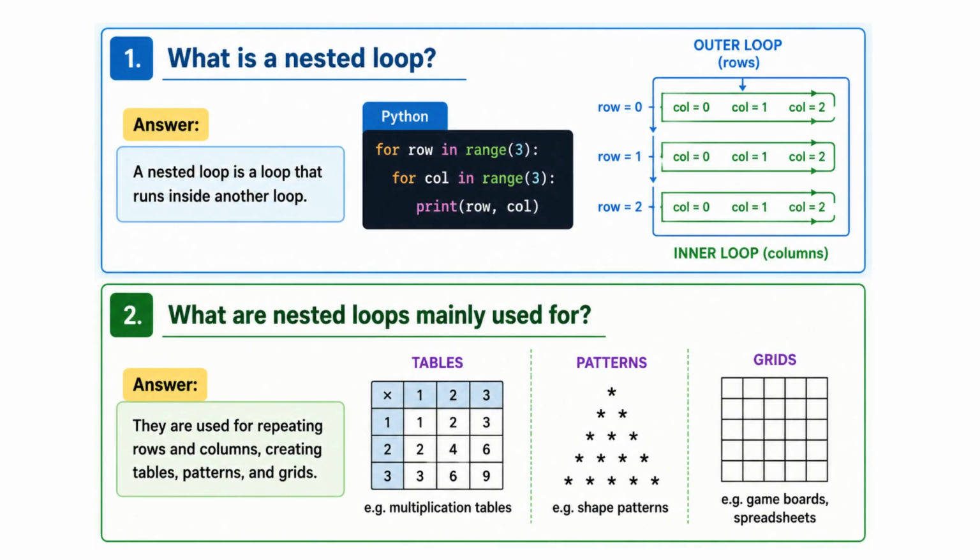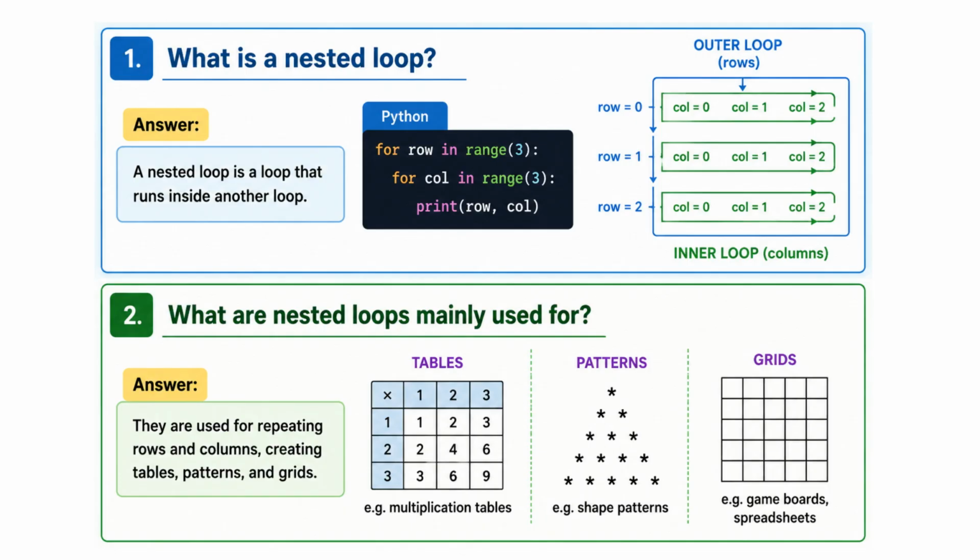Let's begin with question 1. What is a nested loop? A nested loop is simply a loop that runs inside another loop. In this Python example, the outer loop controls the rows, while the inner loop runs through each column for every row. So, when the outer loop moves to the next row, the inner loop starts again from the beginning.